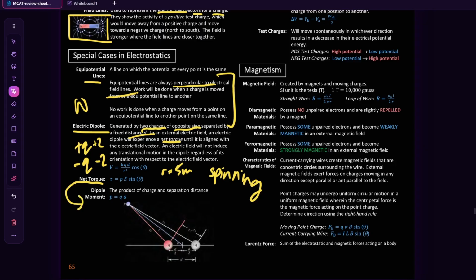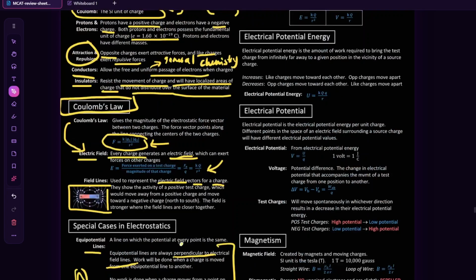So the dipole moment is the strength of the twisting effect. It's the charge size multiplied by the separation distance between the two charges, d for distance. So if I had really big charges, or a big gap, a big d, or a big q between them, you will have a stronger dipole moment, because they're all proportional to each other.